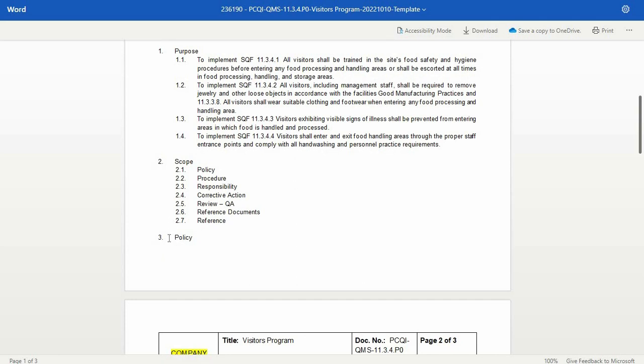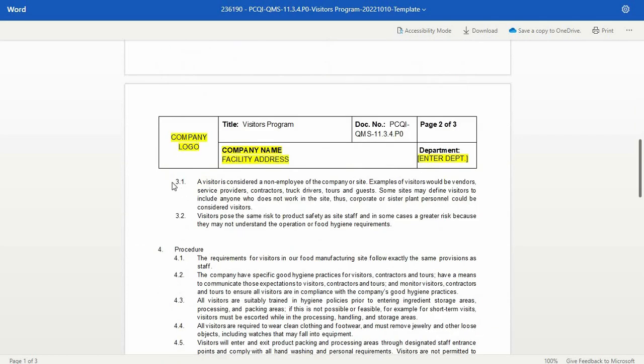Third is policy. The policies are the rules set by the company as their implementation guide. Under policy, first, a visitor is considered a non-employee of the company or site. Examples of visitors would be vendors, service providers, contractors, truck drivers, tours, and guests. Some sites may define visitors to include anyone who does not work in the site. Thus, corporate or sister plant personnel could be considered visitors.